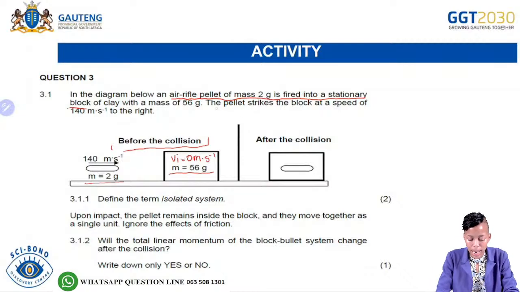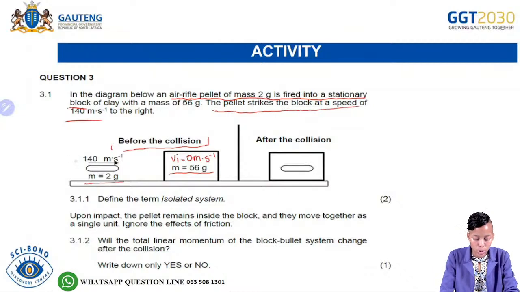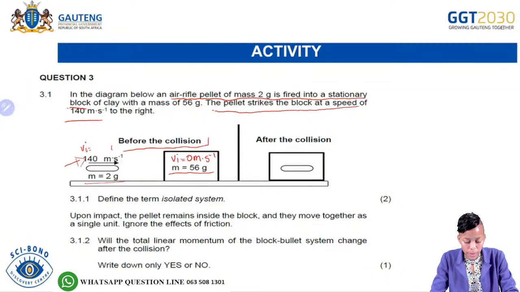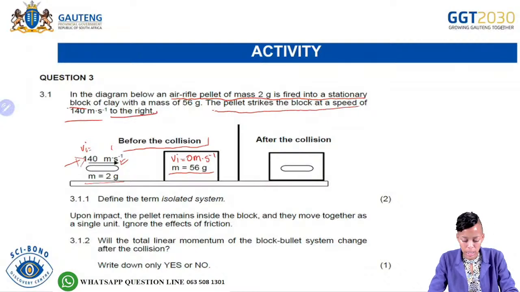Then it says the pellet strikes the block at a speed of 140 meters per second to the right. So we also have the initial velocity of the pellet, and then we also have the direction. It says it is moving in which direction? It is moving to the right.